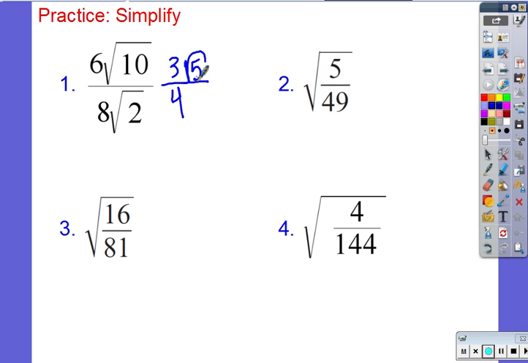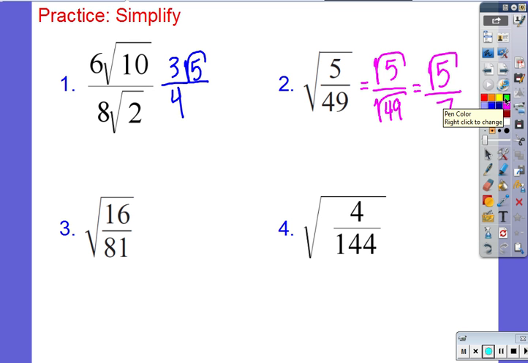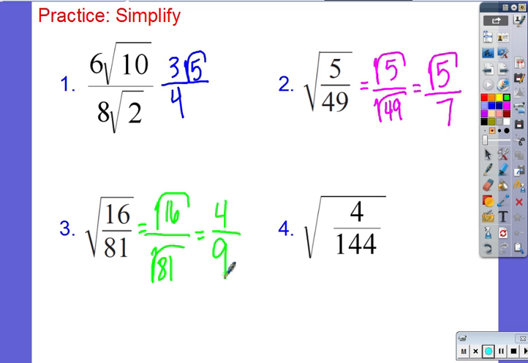What should we do to number 2? Yeah, you should break it up. So that would give us the square root of 5 over the square root of 49. So we know we can't simplify this. But what is the square root of 49? 7. Is square root 5 over 7 good? Yep. Now, in this instance, you just have to be careful because what do you notice about 16 and 81? They're both perfect squares. Now, if you need to, you can absolutely write the square root of 16 over the square root of 81. And what would be on top now? 4. 4 over 9, and that would be your answer.